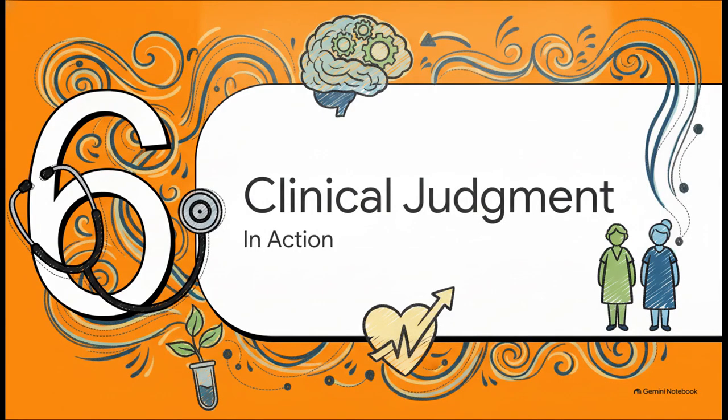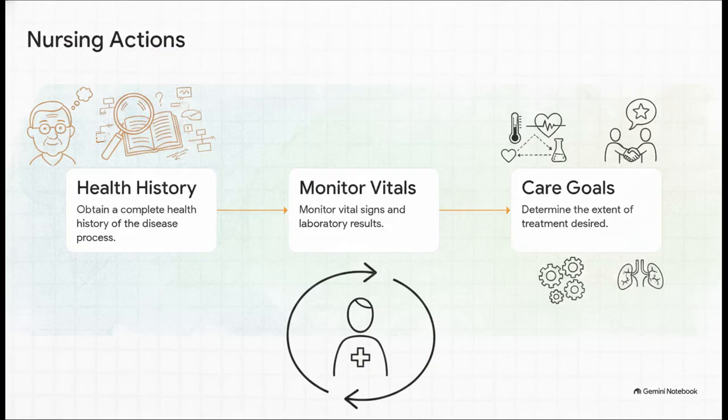And finally, let's tie it all together in Section 6, Clinical Judgment in Action. This is essentially your roadmap for nursing actions. It should always follow this logical path. Step 1, obtain a thorough, comprehensive health history, so you actually know the patient's baseline. Step 2, carefully monitor all those interrelated vital signs, labs, and specific kidney, cardiac, and respiratory functions. And Step 3, collaborate. You work with an interdisciplinary team and the patient themselves to clearly define their goals of therapy and exactly what extent of treatment they want. Remember, we're treating the whole patient, not just a disease on a chart.